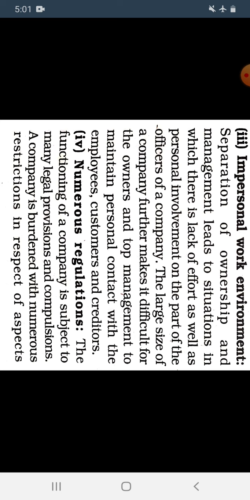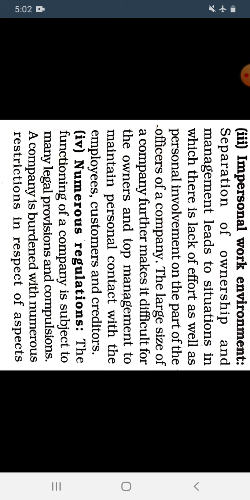The large size of a company further makes it difficult for the owner and the top managers to maintain personal contact. Basically, a company that is very expanded and large-scale finds it very difficult to connect the owner and management with everyone, so that there is a lack of personal contact between the employees and the customers as well as the creditors of the company.